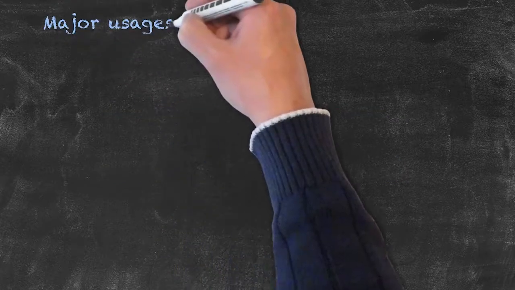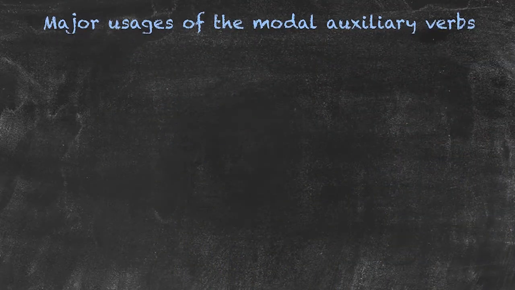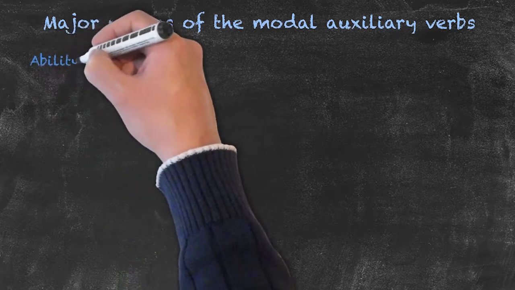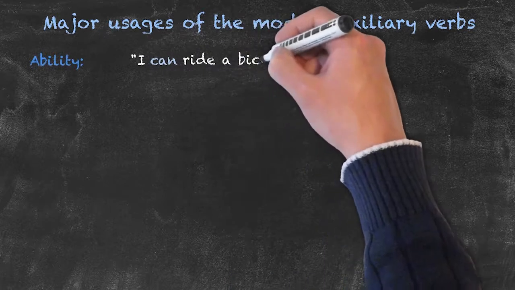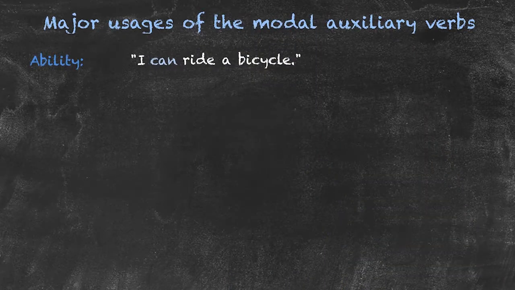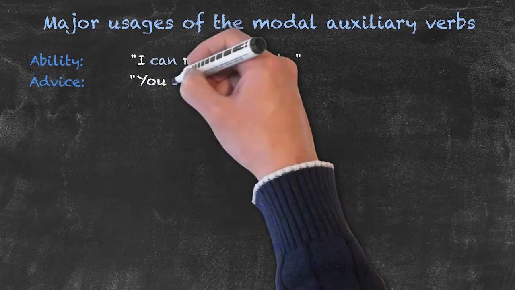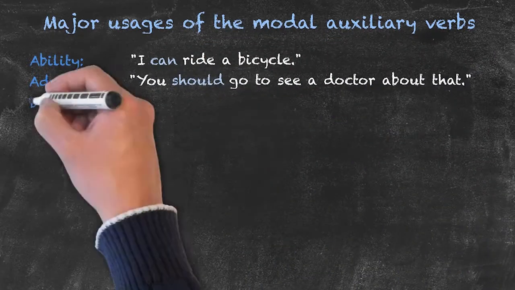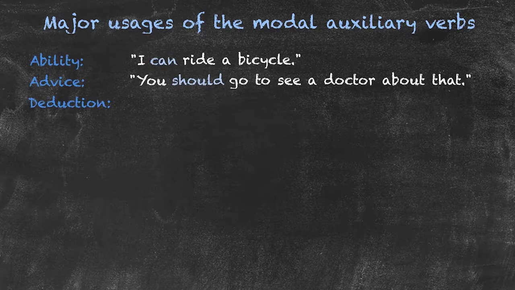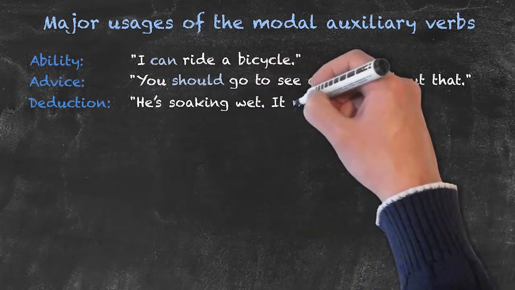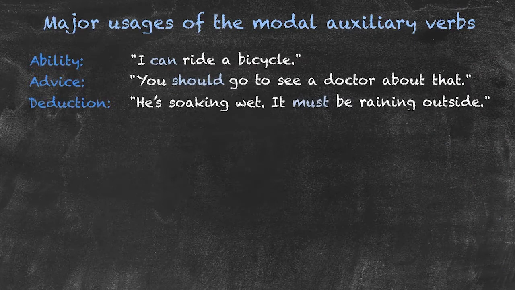What are the main usages for the modal auxiliary verbs? In this course, we'll look at 11 of the major usages of modal auxiliary verbs. Let's have a look at an example of each. Let's start with ability. For example, I can ride a bicycle, expressing my ability to ride a bicycle. Next is advice. You might say to a friend if he's ill, you should go to see a doctor about that. Deduction. Somebody comes in, they're soaking wet. It must be raining outside because he's drenched. You're deducing that it's raining outside, but you don't actually know.